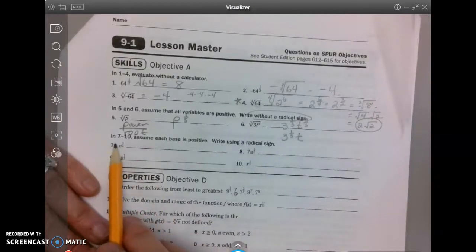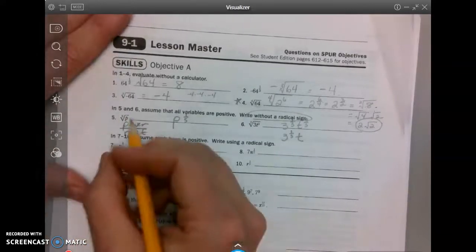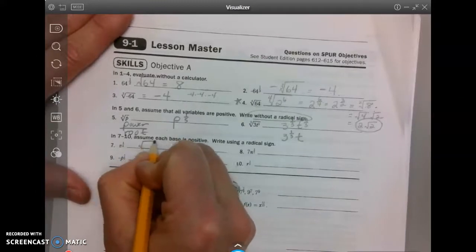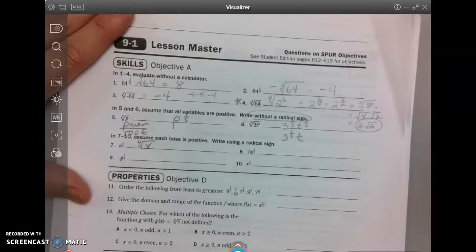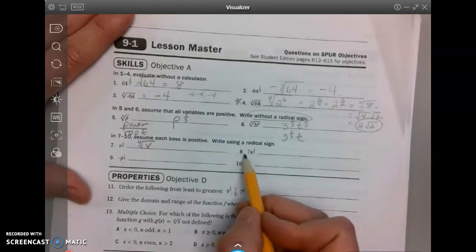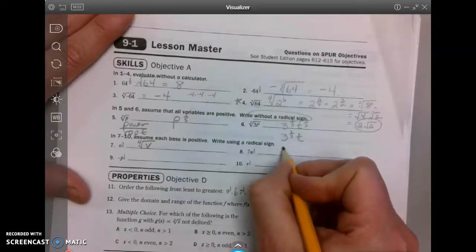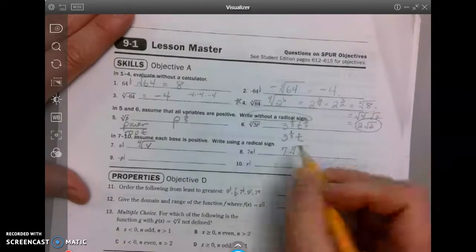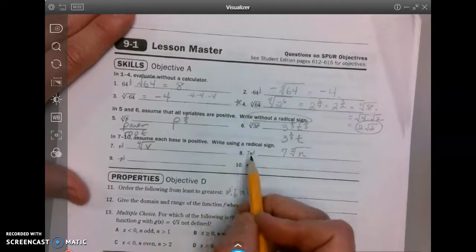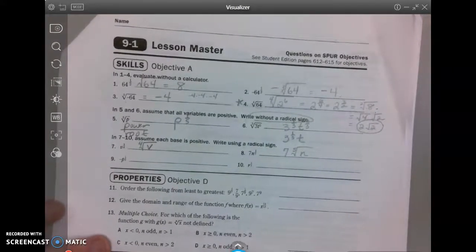Now in 7 through 10, we're going to write using a radical. So we're doing the other direction this time. So this is going to be the fourth root of v to the 1st, which I can just write as v. Number 8, notice the 7 is not being raised to the 1/5 power. So it's 7 times the 5th root of n. The 7 would have to be in parentheses to have that exponent be applied to it.